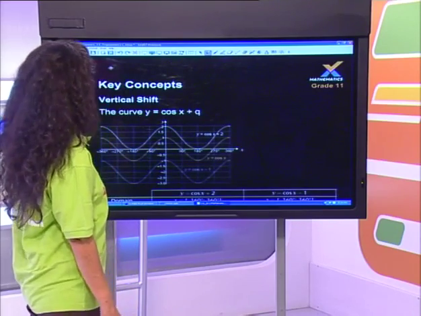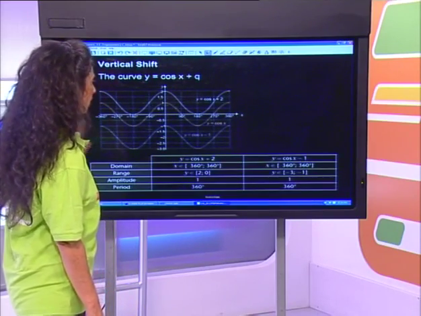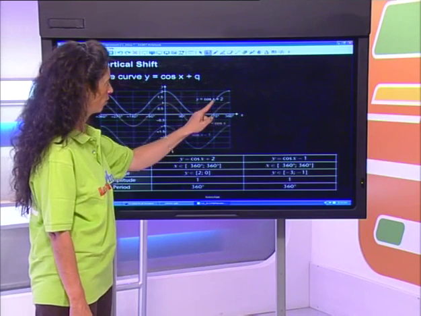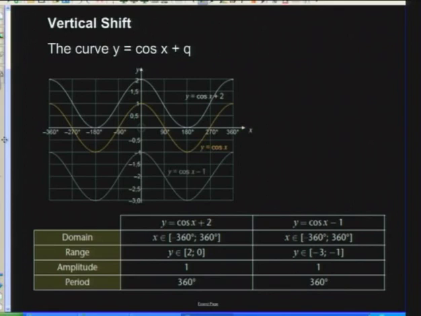Right, and the same thing with cos. If we look at the parent cos graph, and we go up 2, we go -1. So one graph has gone up 2 units, one graph has gone down 1 unit. So you translate up or down.